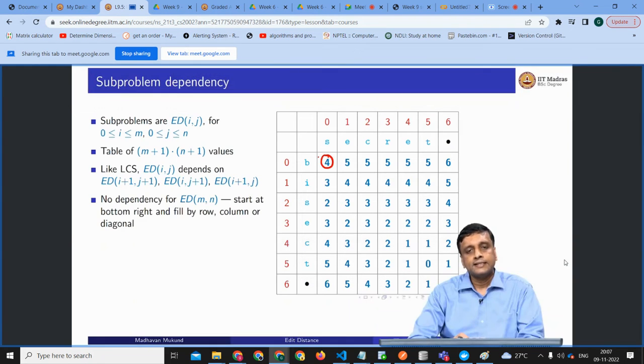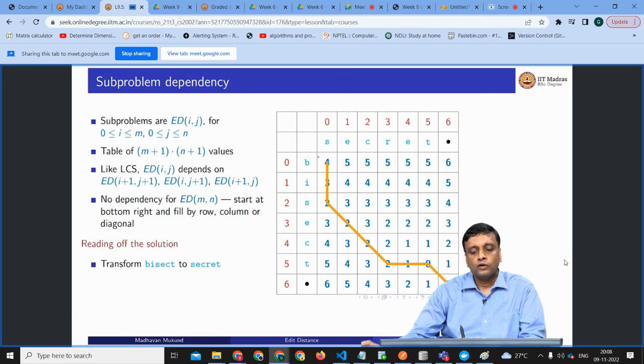I take the entire string bisect and the entire string secret, then I have to make 4 edits. Then this is compatible with what we know, right? You have to either delete 2 letters from both strings or equivalently delete 2 letters from bisect and insert 2 letters to make it secret. Now, how do we recover that solution?